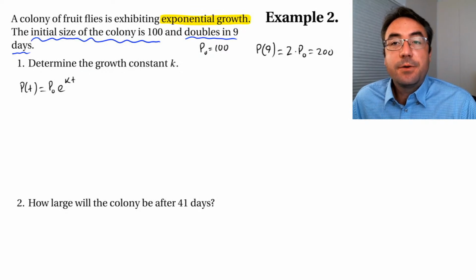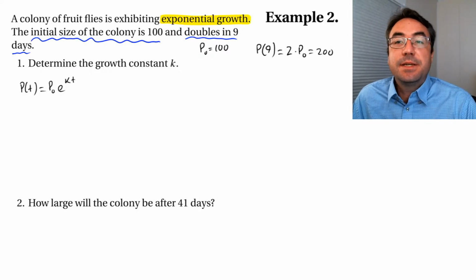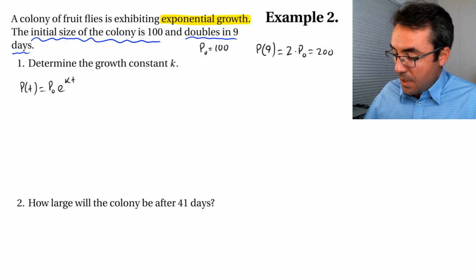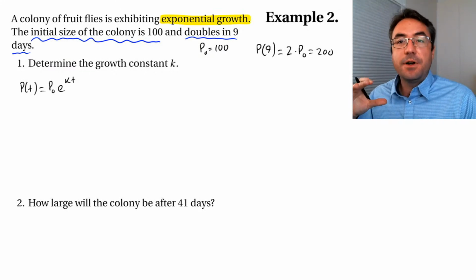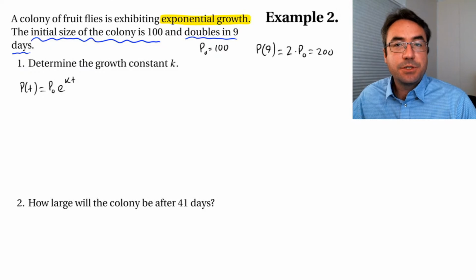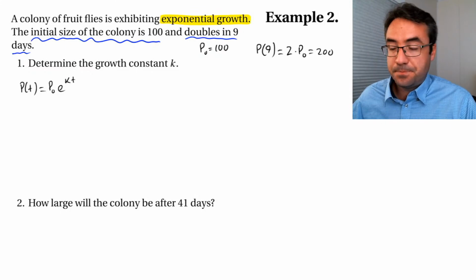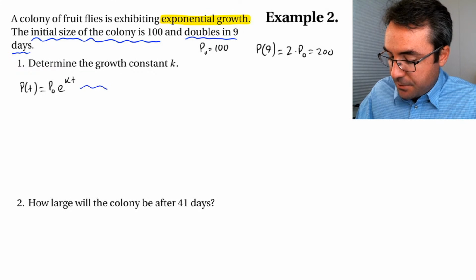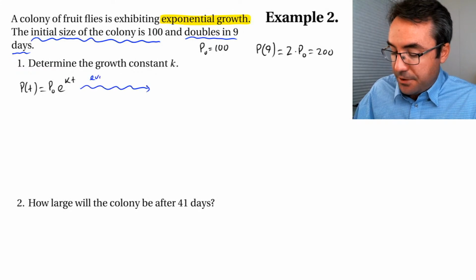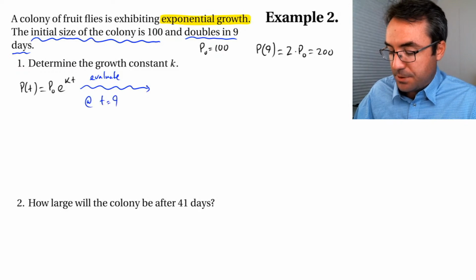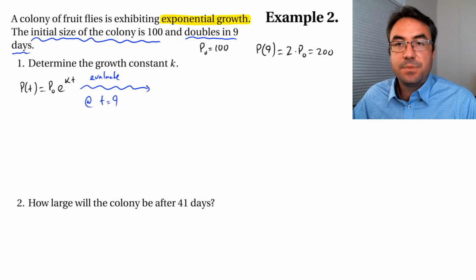All right. So the first part here, we want to determine our growth constant k. We have an idea of what our function is going to look like. We know our starting population, and we also know that the population after 9 days has doubled. So let's take this equation and evaluate it at time t equals 9. Let's see what we get.